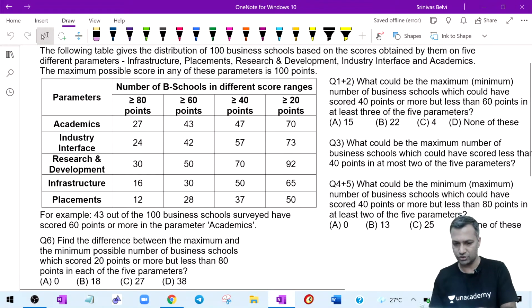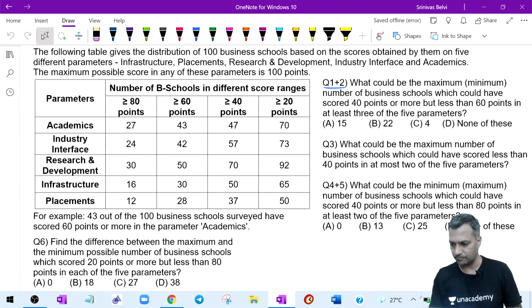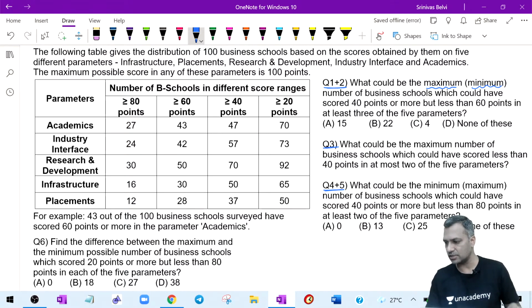Here is the information, and here are the questions. Question number one means two answers, one for maxima and one for minima. Just listen to this. When I give two questions, why am I writing 1 plus 2 here? In the exam, it was only one question. I'm just adding another question to it.